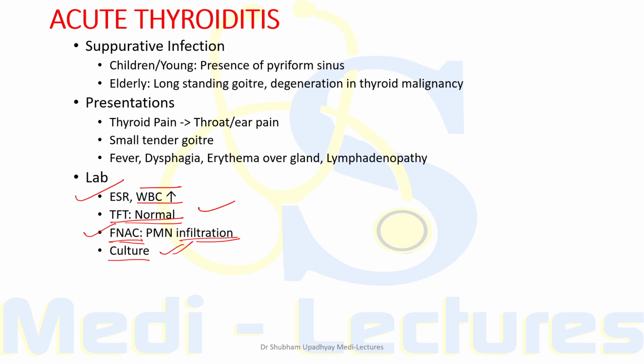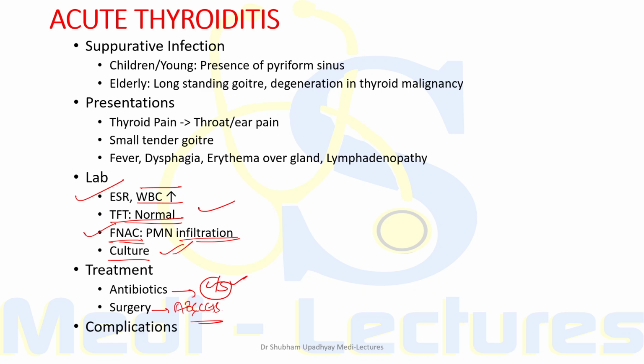Now, what is the treatment of this condition? We will give antibiotics. Basically, this will be guided initially by the gram stain, and finally after the culture sensitivity reports, we can give guided antibiotic therapy. Surgery can be done if there is an abscess. So for abscess drainage, we can go for surgery, but still there are some complications of this condition.